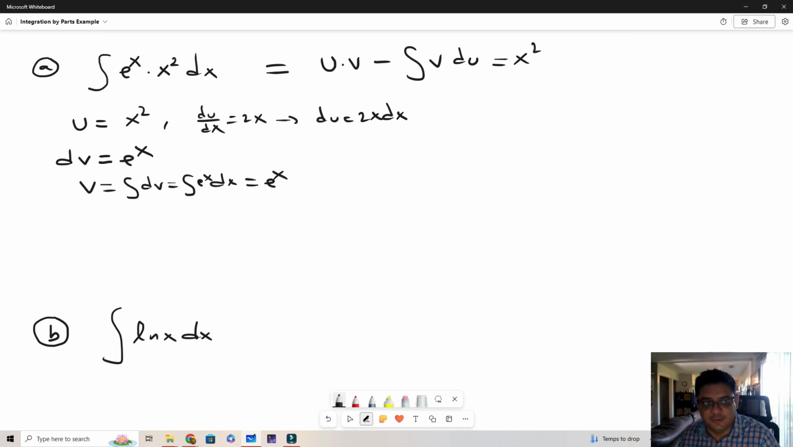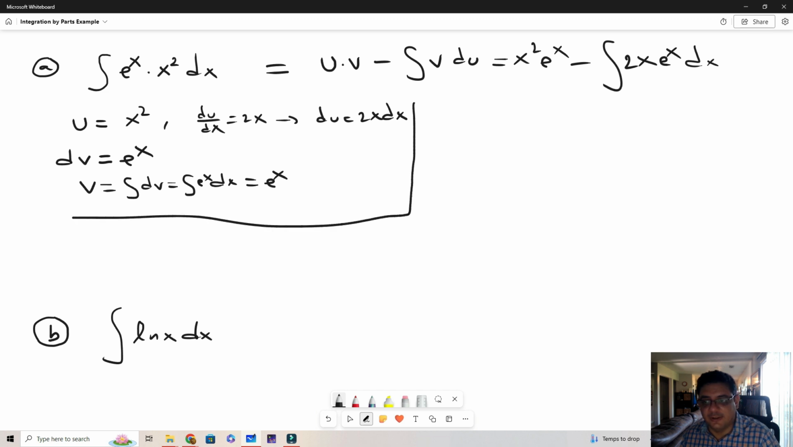That will produce u, which is x squared, times e to the x, minus the integral of v du. And v is e to the x, and du is 2x, so we get 2x e to the x. Did we accomplish what we wanted? Yes, because we're simplifying. Notice that this was x squared, and now we've reduced the power to just a single x to the e to the x. We can now repeat the procedure to simplify this integral.